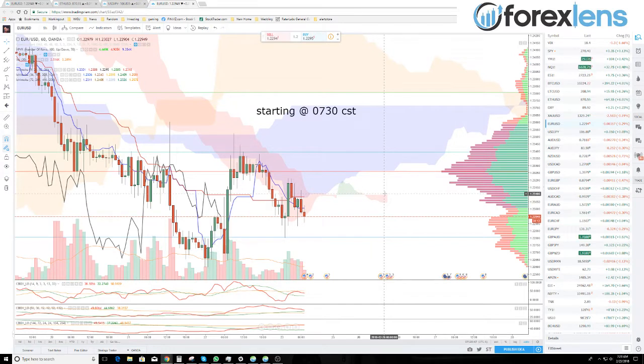The Ichimoku system, it's old. It came out in the 60s. I can't remember the dude's name, but Ichimoku was in his name. Ichimoku Kinko Hyo, however you pronounce it. It's Japanese. It literally means the market at a glance.